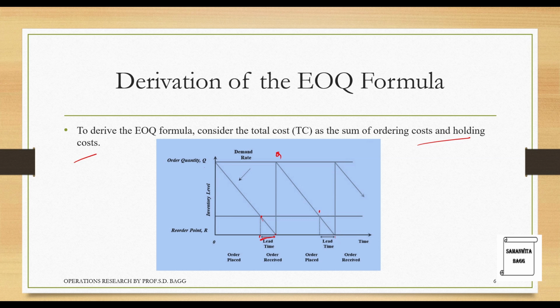As soon as you lose out on the material, there is an order received. So here you can see this is order placed, this is order received over here. Again order placed, order received, and this will continue. You can see this is the reorder point over here. That's when you make the reorder. And the y-axis is indicating the inventory level. Demand rate, as you can see, is constant, that is Q.